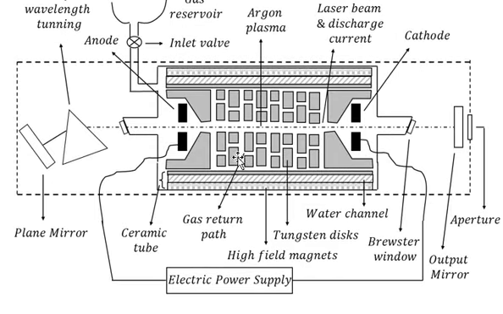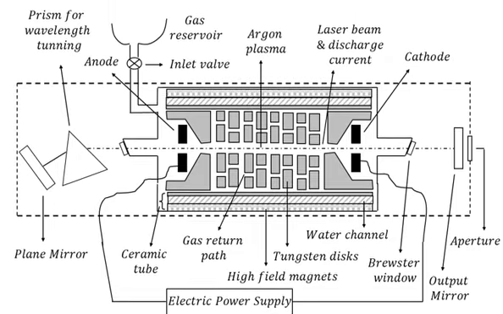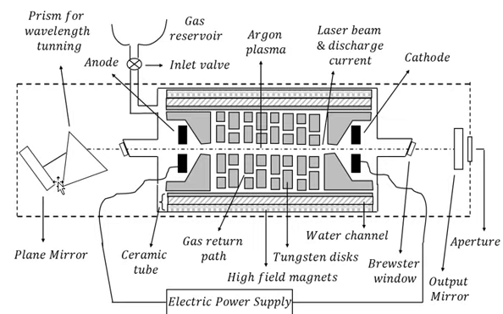So you can see that these are the anodes in black, and these are the cathodes, and we have powered them through the electric power supply connecting the anode terminals and the cathode terminals. Then you have the plane mirror on this side and a prism for wavelength tuning. This is the prism just at the back of the plane mirror.